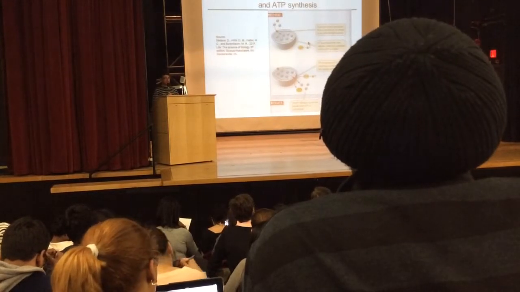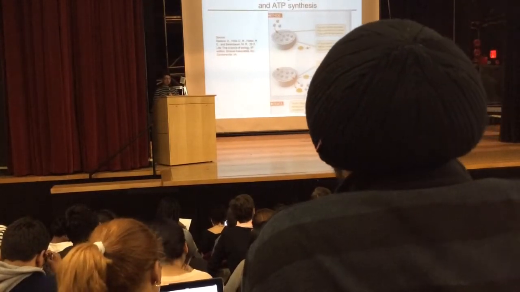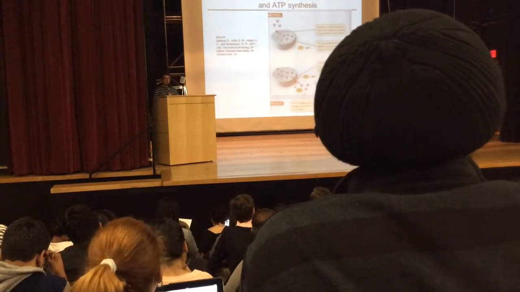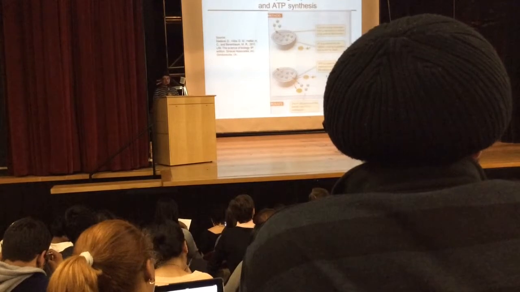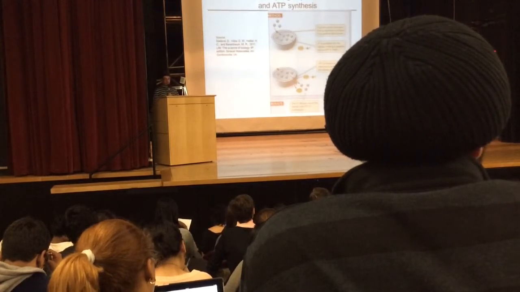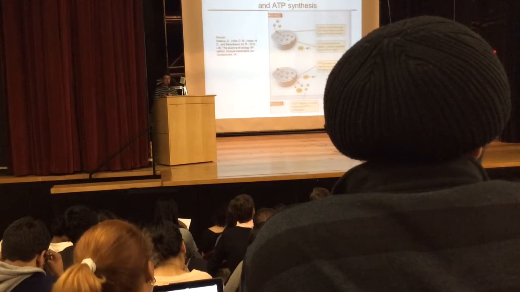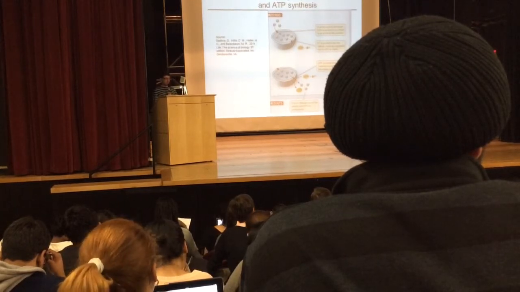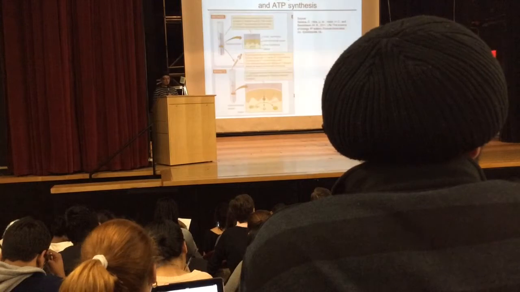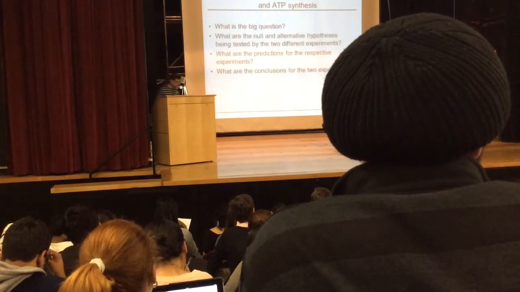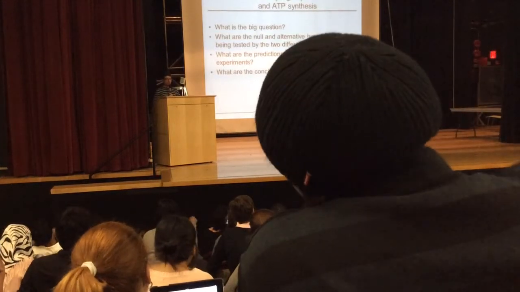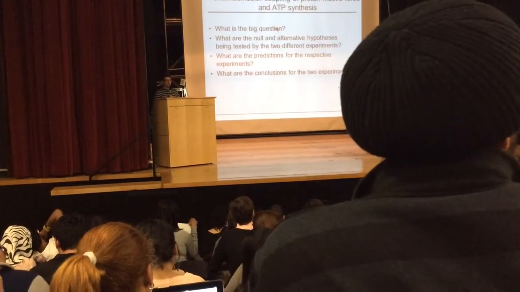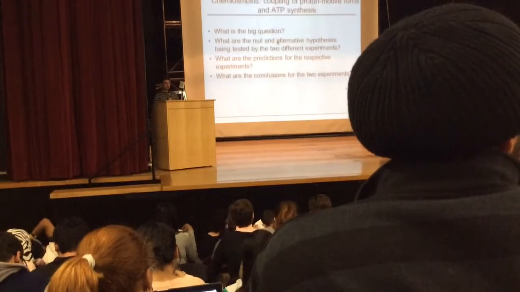You take half of those vesicles and insert the protein ATP synthase. And then look to see whether there's ATP synthesis. And they make ATP. The ones without the ATP synthase have a proton gradient, but they don't make any ATP. So consider both experiments. I'll give you 10 minutes. You figure out the question they're trying to answer, alternative and null hypotheses, experimental prediction.